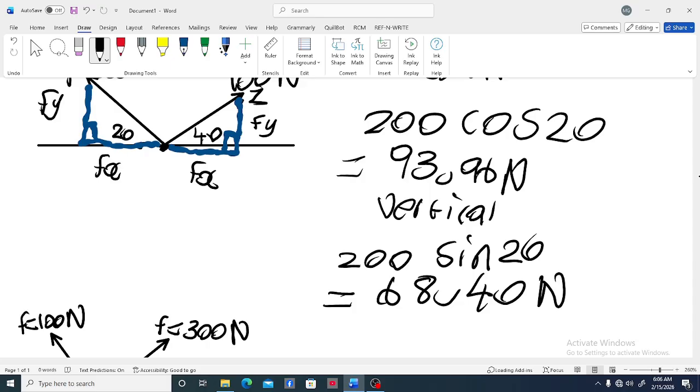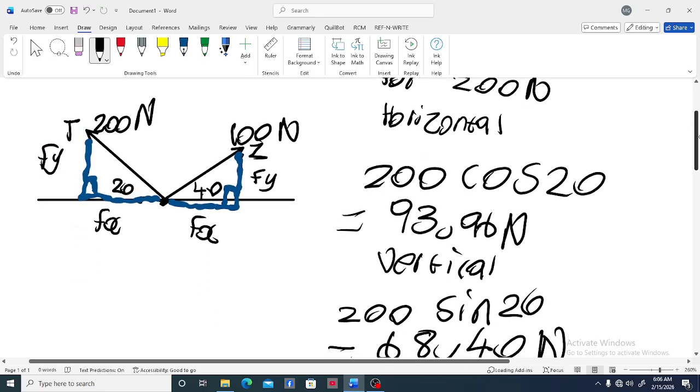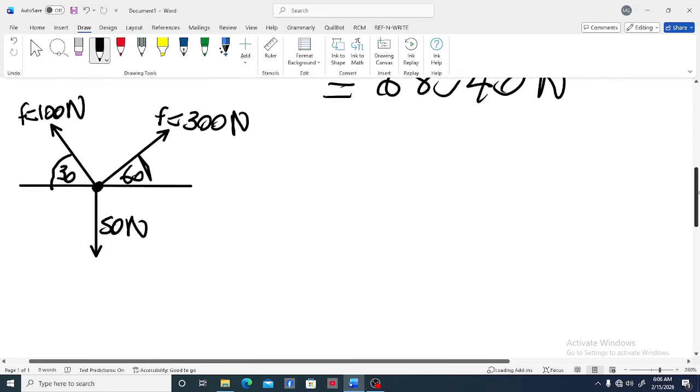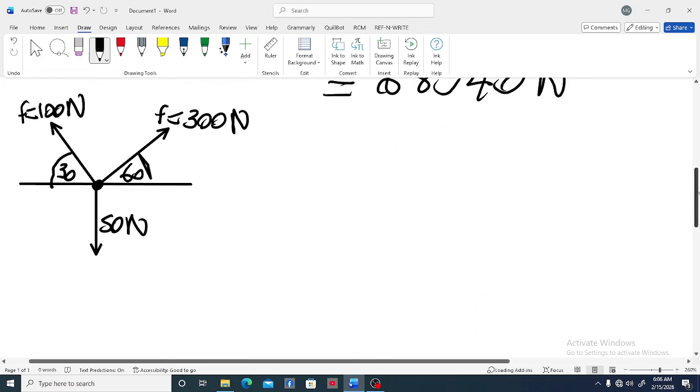Then we're done. We've calculated the horizontal and the vertical component for the 200 Newton force and for the 100 Newton force. Now we're about to calculate the horizontal and vertical components on the second diagram. Okay, right.